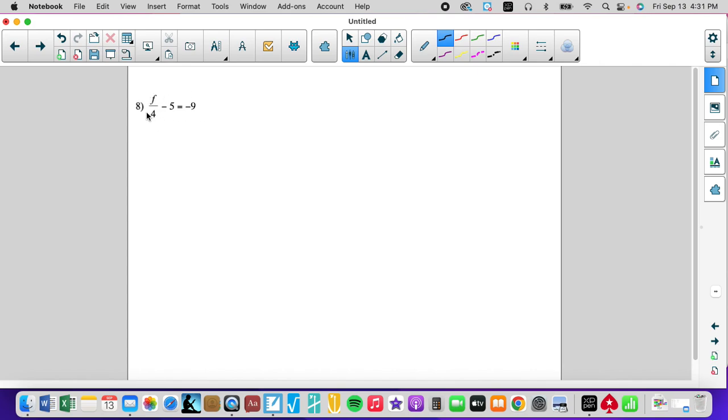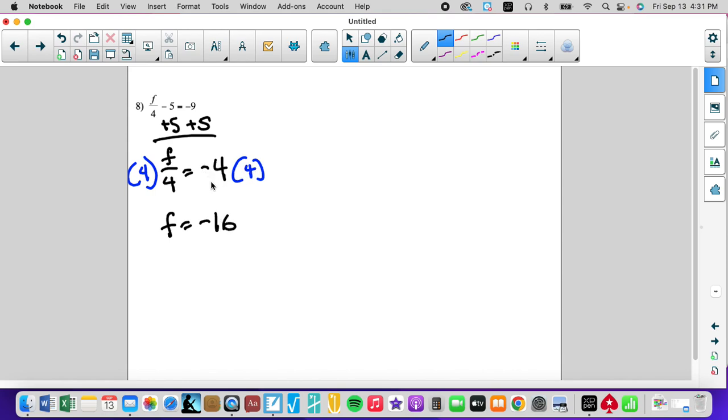Here, two-step. This is hidden a little bit. This is interesting. We still have something being subtracted, something being divided. We're going to get rid of the addition and subtraction first. And then 4 is being divided, so we multiply by 4. And you're left with f equals negative 16. When we multiply a negative times a positive, it is a negative.